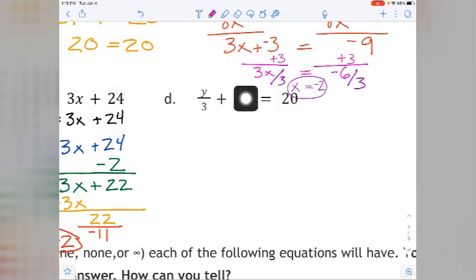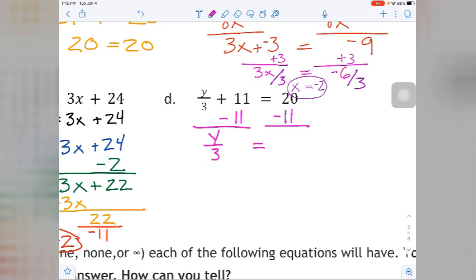They would do the inverse operation. They said, well, this 11 is being added. I'm going to subtract 11, and then I'm going to subtract 11 from this side. And I am going to just have y divided by 3 left over. And then 20 minus 11 is 9. That's what they would have left.